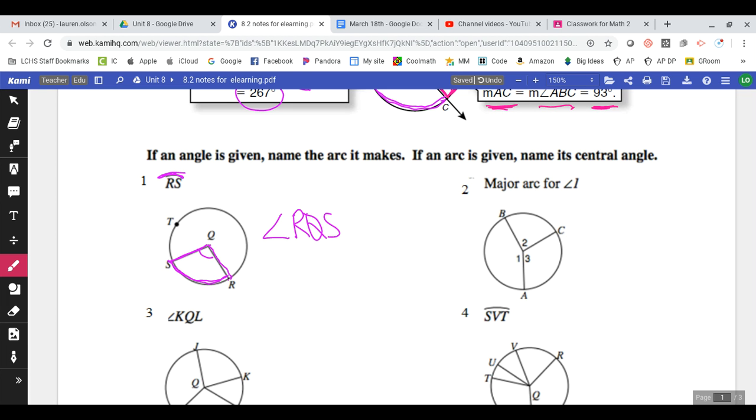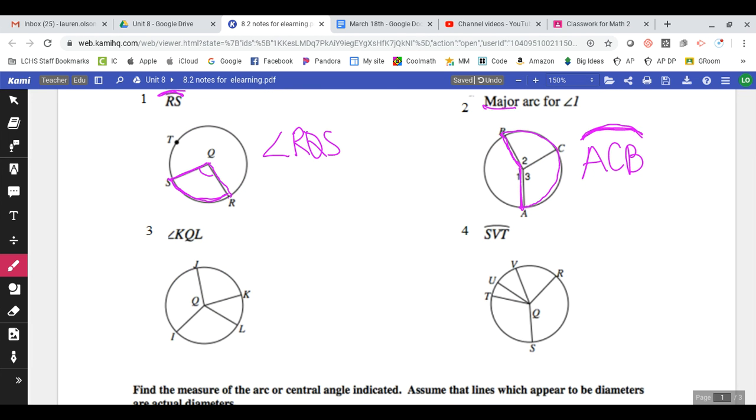If I look at number 2, it says the major arc for angle 1. So angle 1 is here. Major means the long way around, so that would mean greater than 180 degrees. So instead of going to the left from point A, I'm going to go to the right because it says major arc. And I'm going to name a major arc with 3 letters, A, C, B. That's not a great swoosh, but that's supposed to be a swoosh. If I had named it just AB, then that would imply the shortest path between A and B, which would be a minor arc. So I have to be specific there.